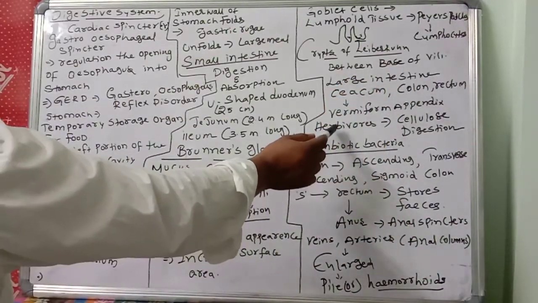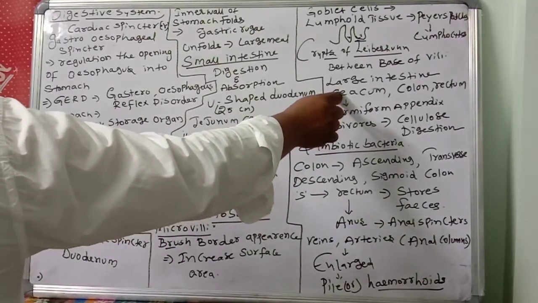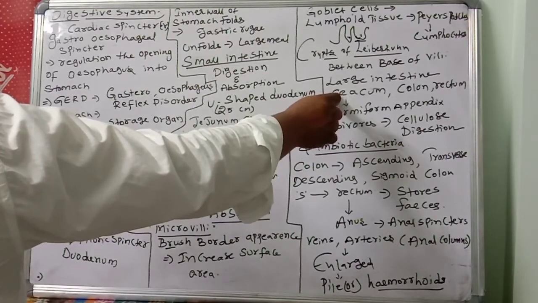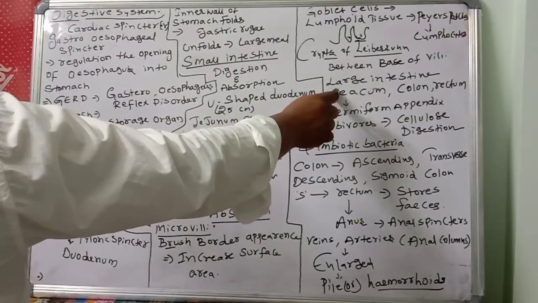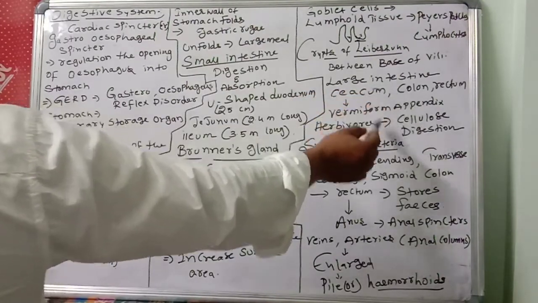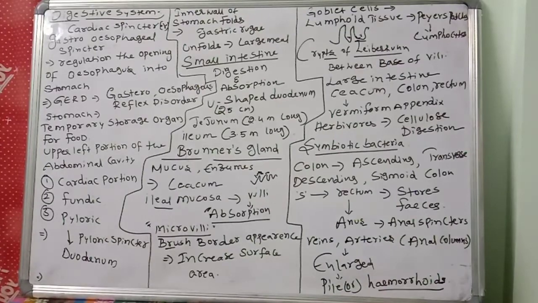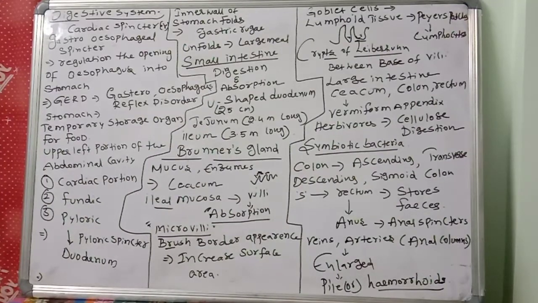The cecum has a slightly enlarged part, and there is the vermiform appendix, a narrow finger-like tubular projection on the cecum. The cecum opens into the colon. The cecum and colon are very useful in herbivores for cellulose digestion, but the appendix is not useful at all for human beings; it is vestigial.